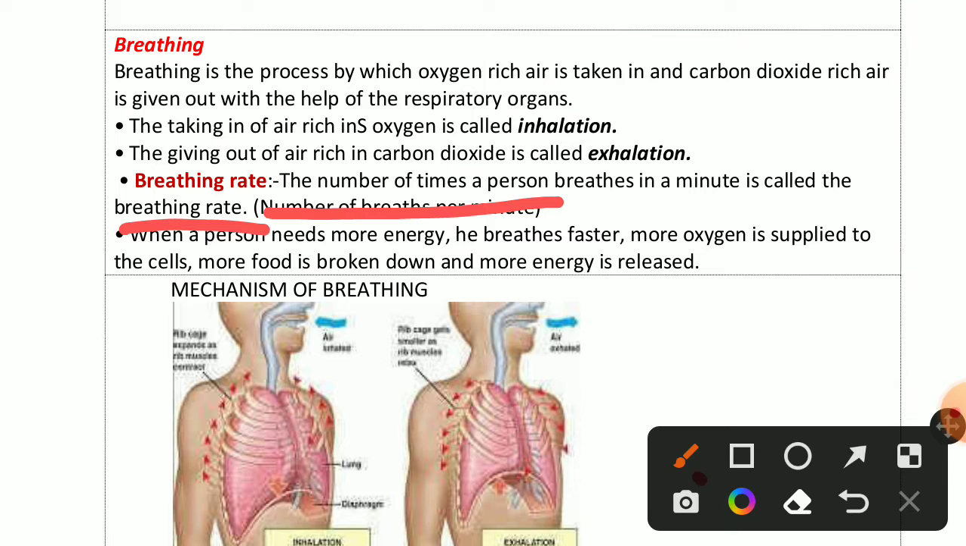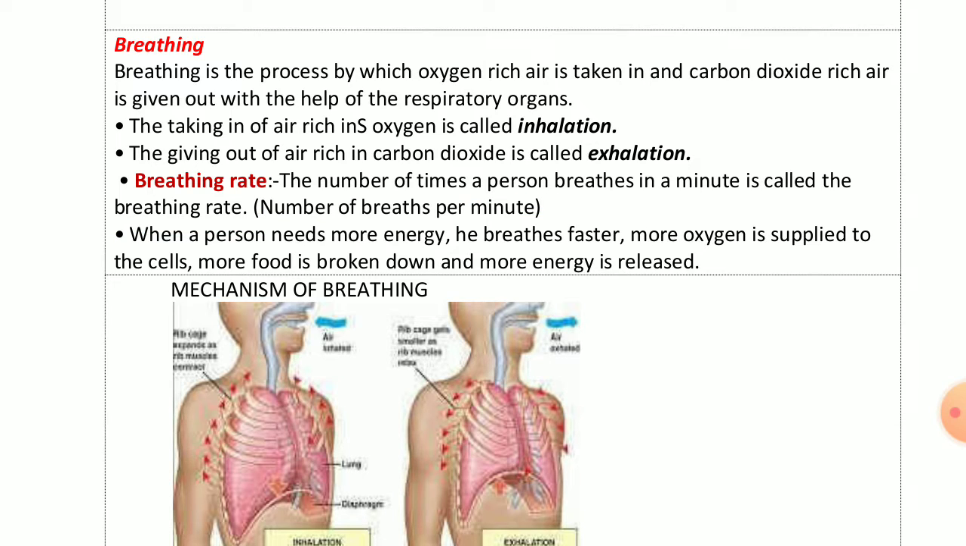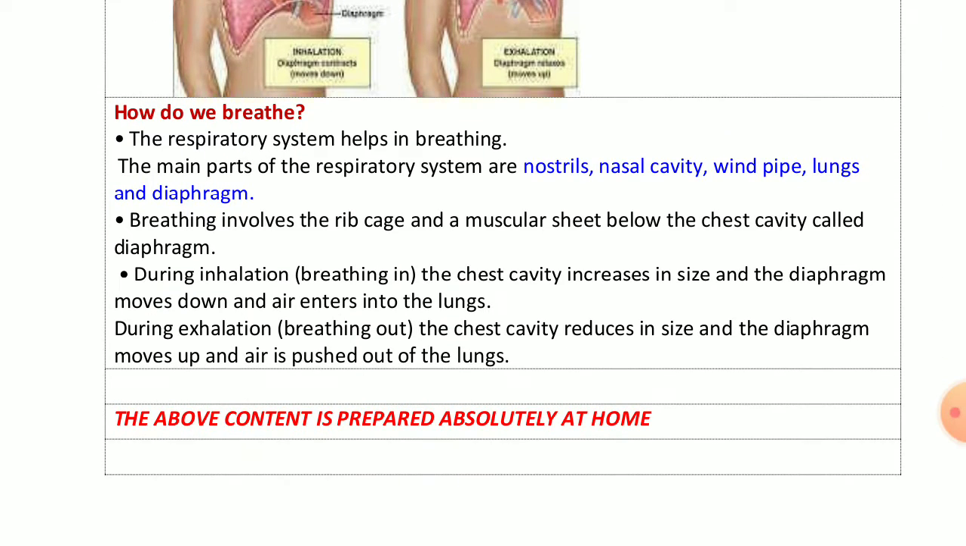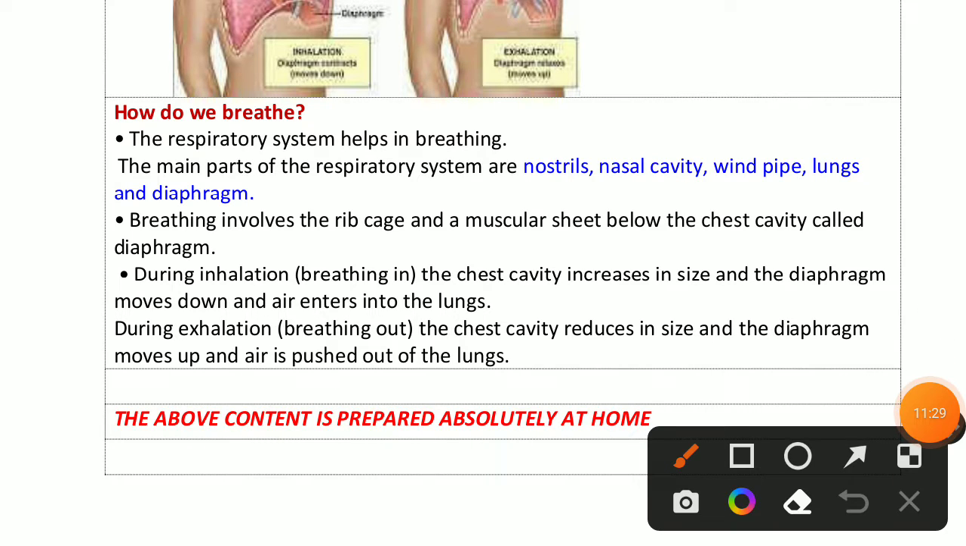Next one, at last, the topic is how do we breathe. The breathing process is what we are going to see. We breathe with the help of the respiratory system. The respiratory system is the major part which helps in breathing. Now we'll see the major parts. Listen here, the main parts of the respiratory system. Very important: nostrils, nasal cavity, windpipe, lungs, and diaphragm.